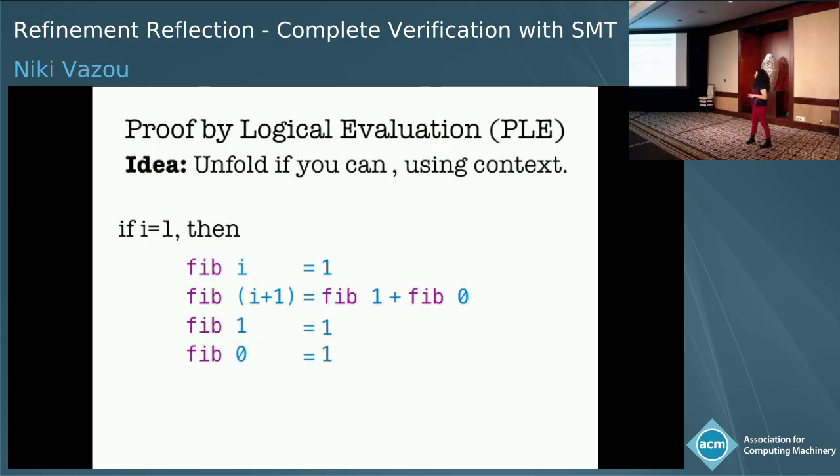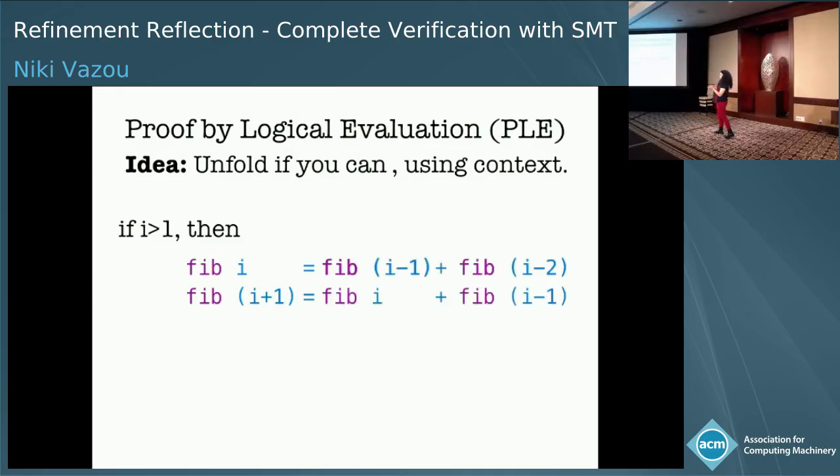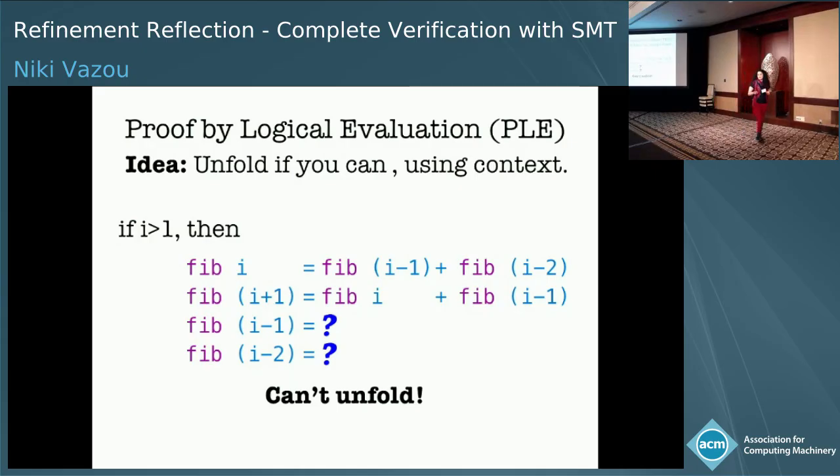And in the last case, if I know that i is greater than 1, then again, I have fib of i and fib of i plus 1. And I know that they both unfold on the else branch of the fib, so PLE will go and unfold them. Then I have two new terms, and PLE would want to unfold them too. But I don't know anything about these values, so I cannot unfold, and I stop my unfolding.